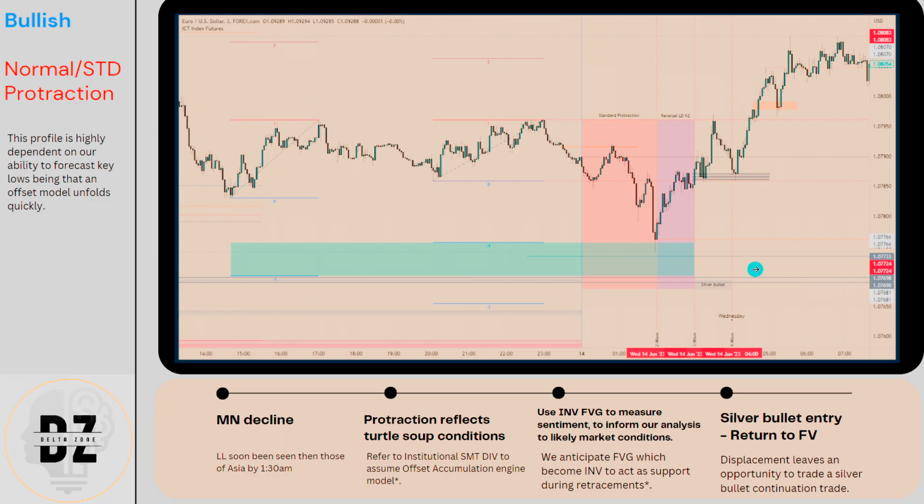So again, really good example with standard protraction profile in which price is seen to trade lower initially after midnight before reversing between 2 and 3 a.m. before giving us a continuation trade opportunity, return to fair value setup between 3 and 4 a.m. again before expanding higher. So let's move on then to the next example.